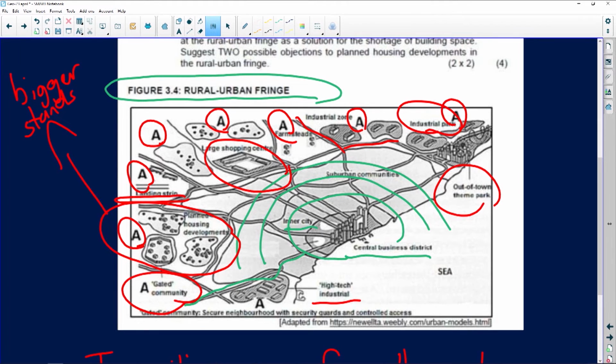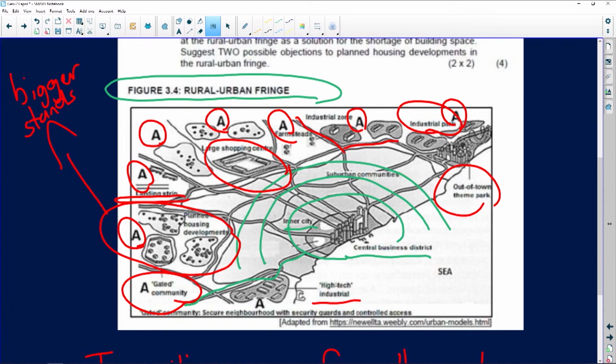Now, it happens over time because of urban sprawl, that I will explain to you in a couple of minutes, that there's not enough space in our urban areas to develop anymore, and land has become very expensive. So it's cheaper to move to the rural urban fringe, where stands might be cheaper and you can get bigger sizes available for a better price.